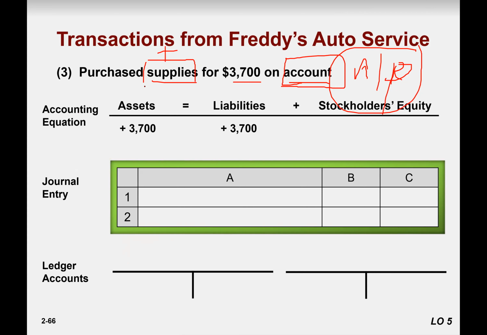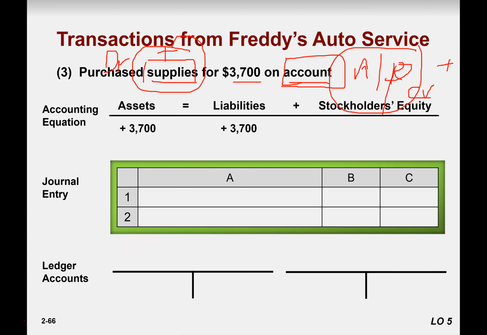Now, can you make the entry here? Supplies is your asset, asset increase, debit. Liability increase, credit. So how are you going to write down the entry? Write down the entry here. First, you write down the debit. Which one comes first? Supplies.